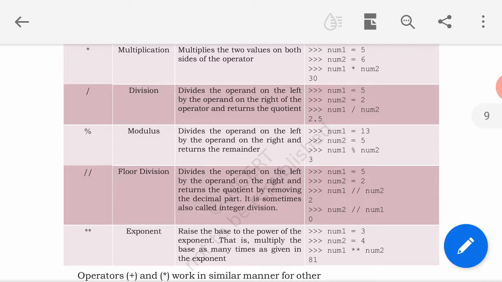Next is exponent operator. Exponent operator raises the base to the power of exponent. If the number 1 is 3 and number 2 is 4, then num1 exponent num2 will give 3 raised to the power 4, means 3 will be multiplied by itself 4 times and the output will be displayed, that is 81.